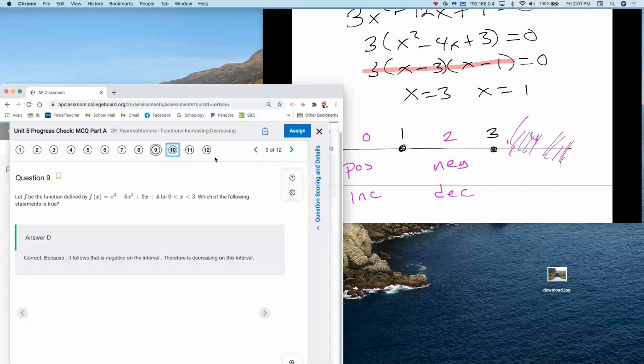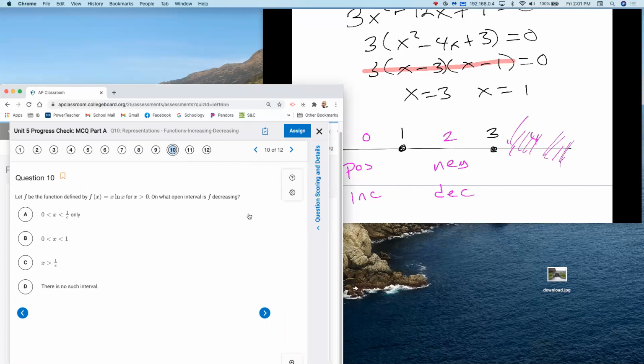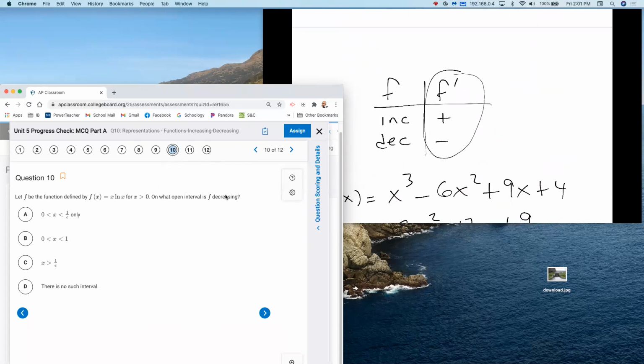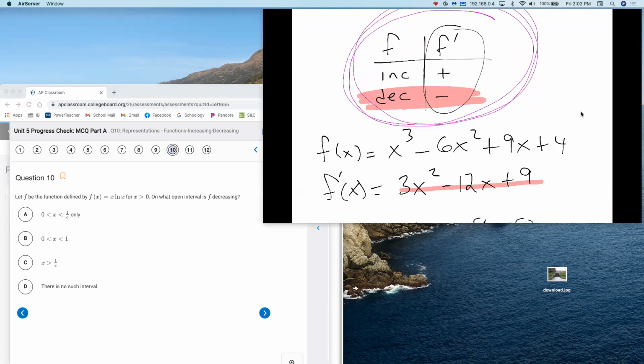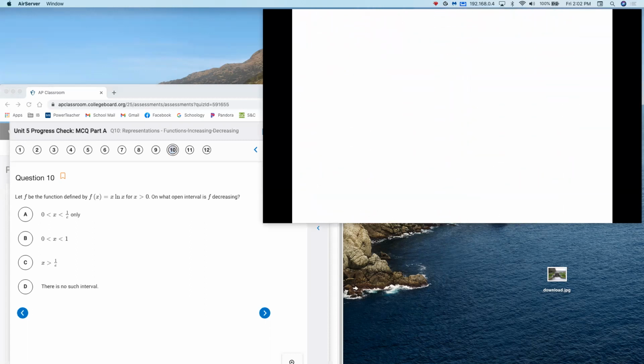Okay, the last question that was asked was this one right here: on what open intervals is f decreasing? We're trying to figure out when f is decreasing, so we're going to need a derivative, then some factoring, and we're also going to need to look back at what the natural log looks like. We'll review that, which will help you with the FRQ you'll have next Wednesday.